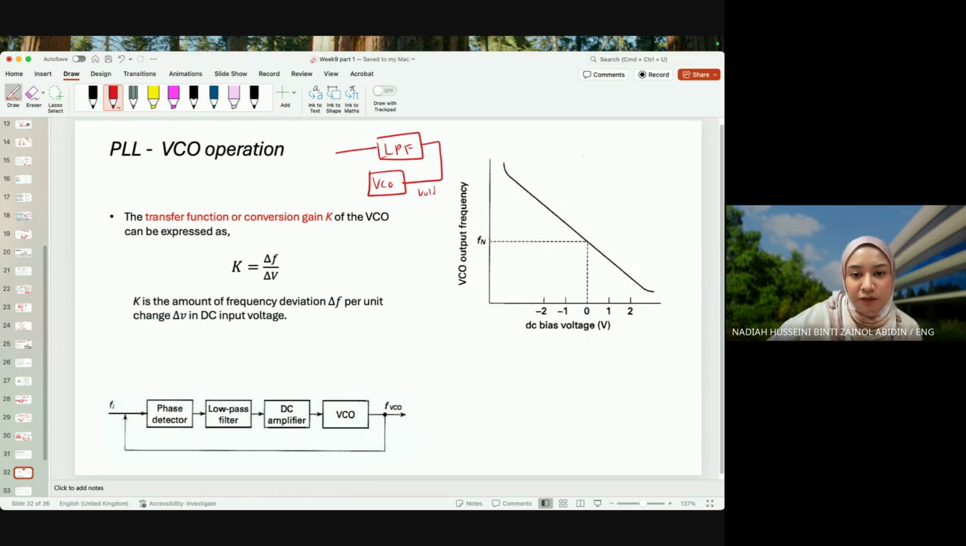Okay, the LPF produces some voltage, the VCO produces some frequency based on the voltage.